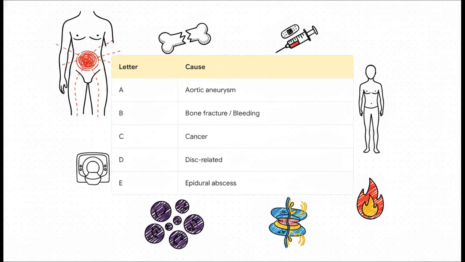D is for disc-related emergencies like cauda equina syndrome. If you see saddle anesthesia or progressive motor deficits, that's an immediate MRI. And finally, E is for epidural abscess or other infections, usually flagged by a fever or IV drug use. If your patient doesn't have any of these, you can confidently presume a diagnosis of acute, non-specific low back pain.